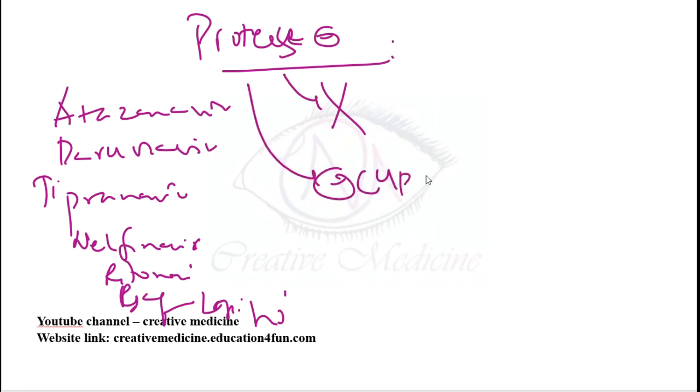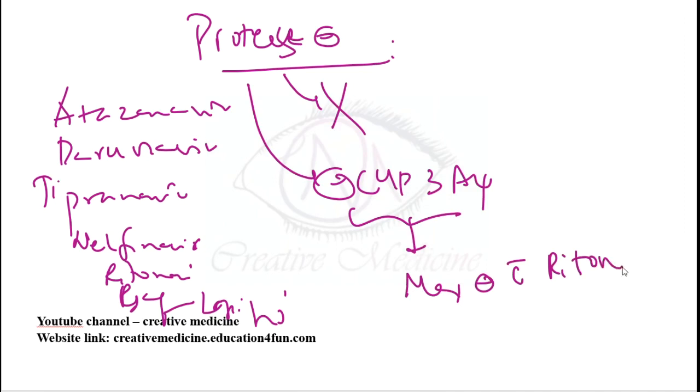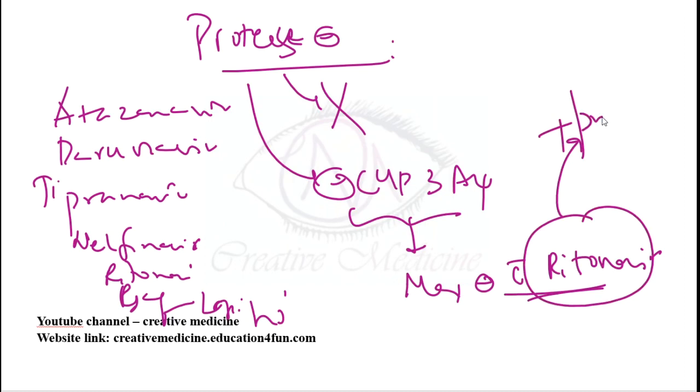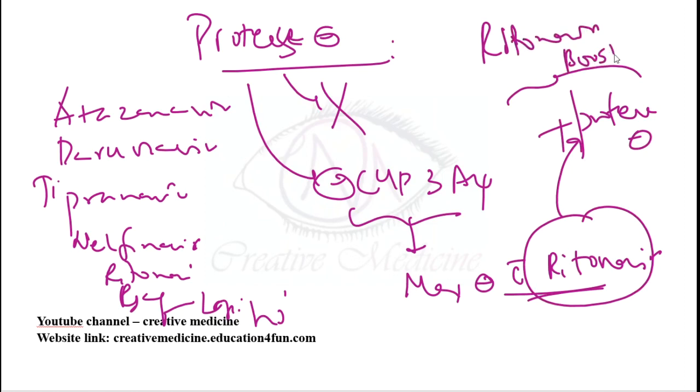They will inhibit CYP3A4, and the maximum inhibition is seen with ritonavir. Because ritonavir produces maximum inhibition, it is added to other protease inhibitors. Giving ritonavir along with another protease inhibitor is called ritonavir boosting.